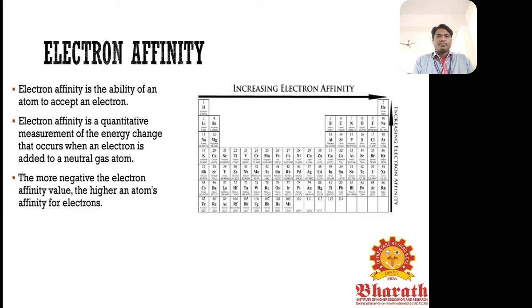Electron affinity. Electron affinity is the ability of an atom to accept an electron. Electron affinity is a quantitative measurement of the energy change that occurs when an electron is added to a neutral gas atom. The more negative the value, the higher the atom's affinity for electrons.